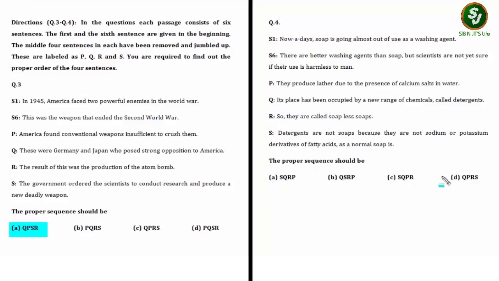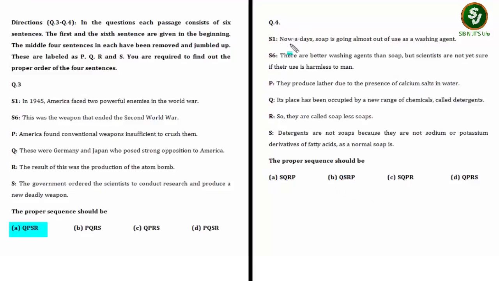Let's check the options to see if we can eliminate any. Having Q, but remember Q is the second statement. So option A and option C are struck off. They can be cancelled out, and we can keep options B and D, where the second statement is Q in both. Now let's analyze the options and find out the third statement. But before that, let's read the first and the second statement.